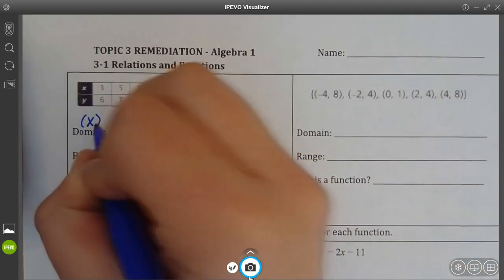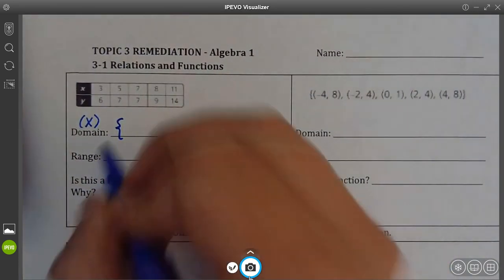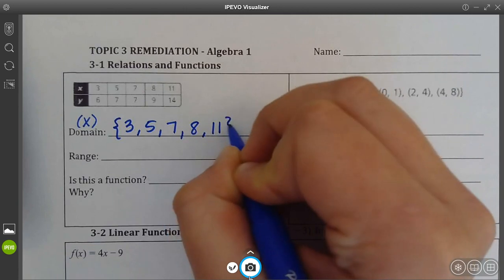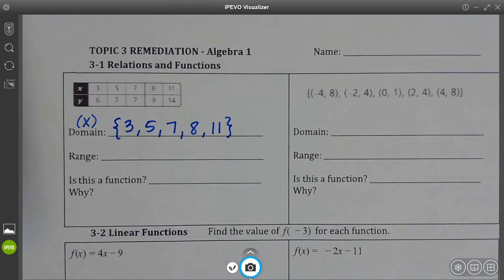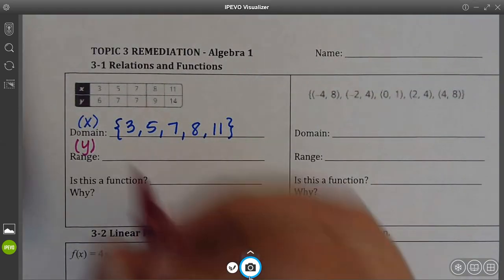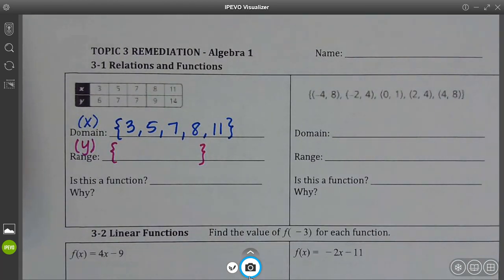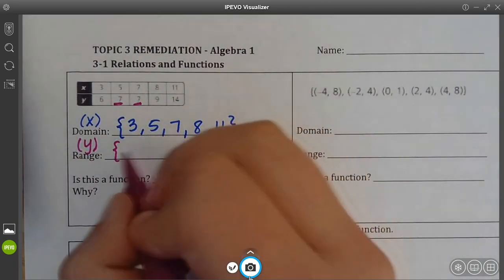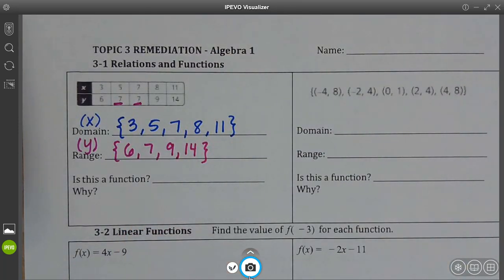When I think of domain, I'm thinking about all of the x values of a function, and we're going to write it as a list using curly braces, and I'm just going to use 3, 5, 7, 8, and 11. So I just took all of my numbers that I saw and I wrote them as a list. Similar to our domain, our range is when we think about our y values. It's important to note that we normally write them from smallest to largest, and you don't include any repeated values. See how both of these have 7s? I'm only going to write one 7. So my range is 6, 7, 9, and 14.